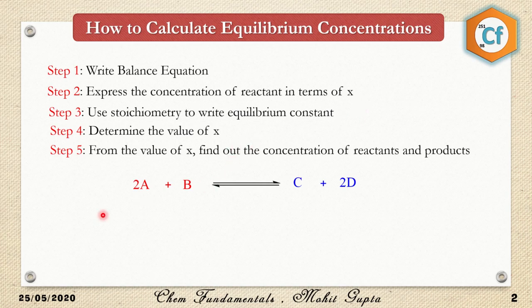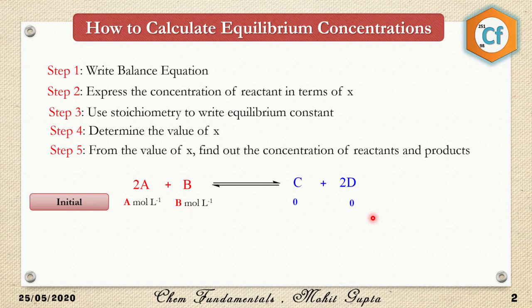I have taken a general example: 2A plus B giving us C plus 2D. This is an equilibrium reaction where A and B are the reactants and C and D are the products. So initially, let the concentration of A be A and the concentration of B be B mole per liter. Since the reaction is in the initial state, that means the reaction hasn't started yet. In that case, the concentration of product would be 0.